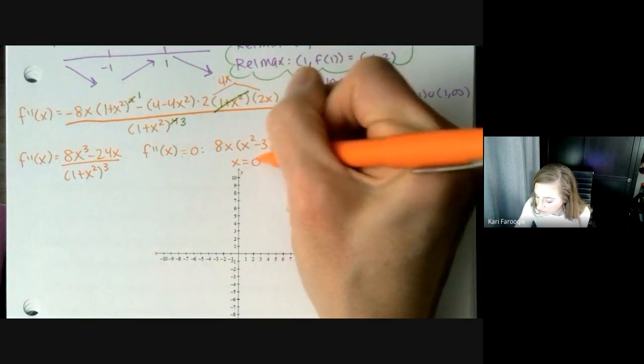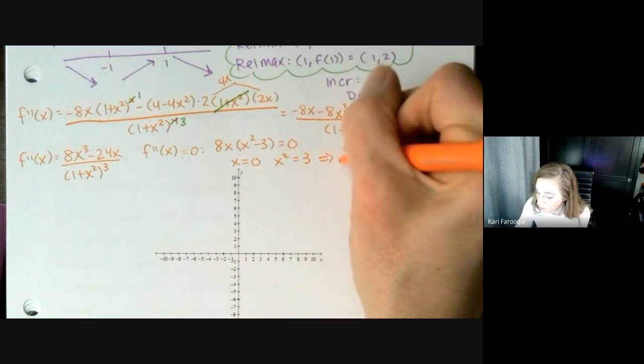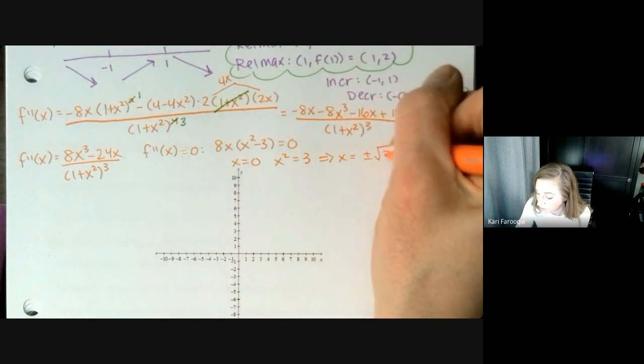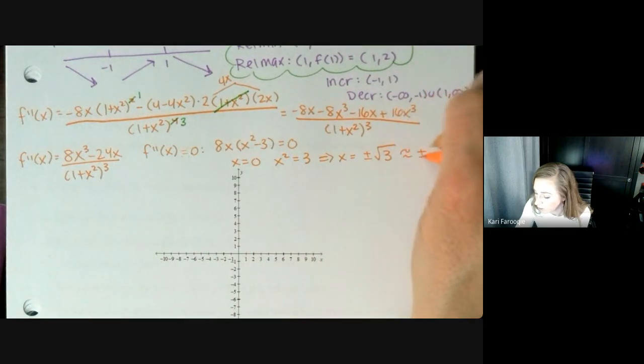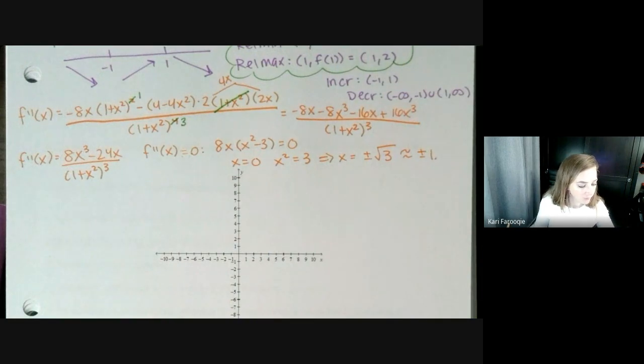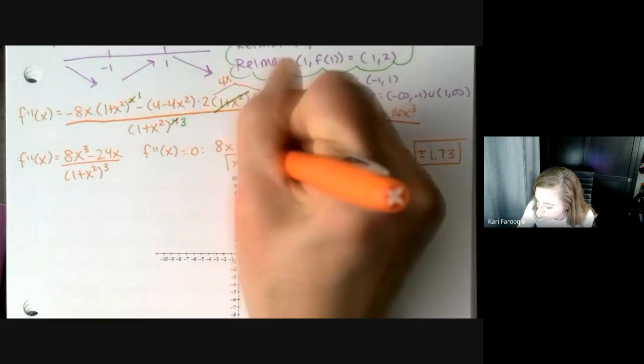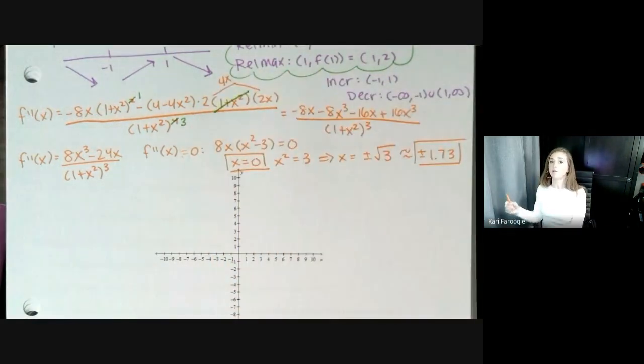So that means either x equals 0 or x squared equals 3. If x squared is 3, that means x equals plus or minus the square root of 3, which is about plus or minus 1.7 something. What is the square root of 3? Square root of 3 is about 1.73. Now, again, we need to check to make sure that these are in our domain, but our domain was all real numbers. So of course they're in our domain in this particular instance.